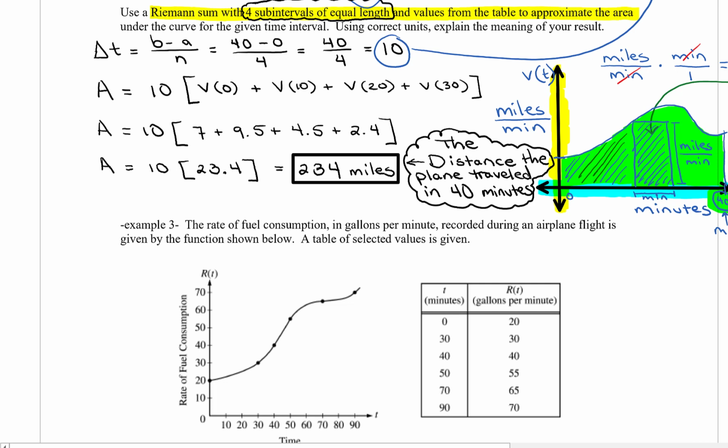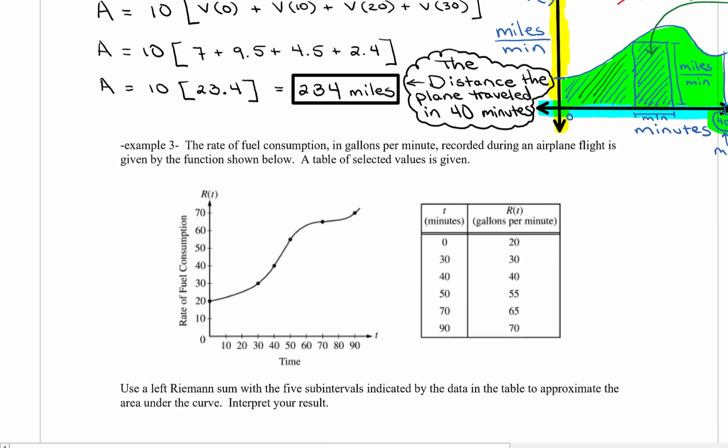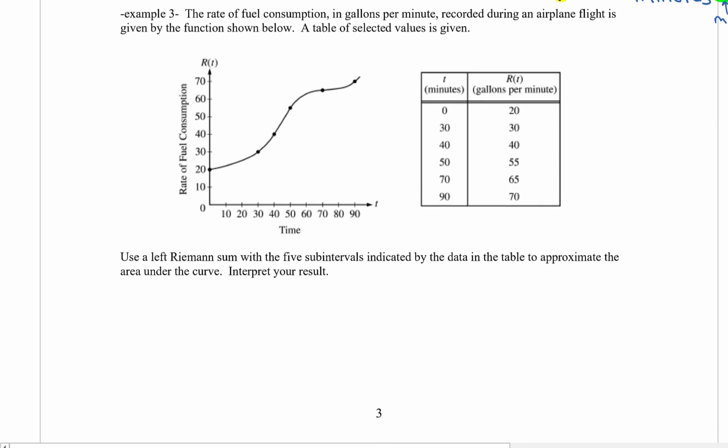Okay, we're ready to go on to example number 3. Example 3: the rate of fuel consumption in gallons per minute recorded during an airplane flight is given by the function shown below. A table of selected values is given. I am going to describe the graph and the table that are shown below.